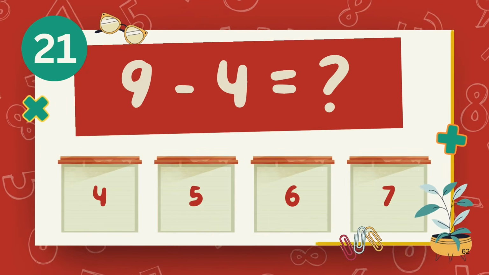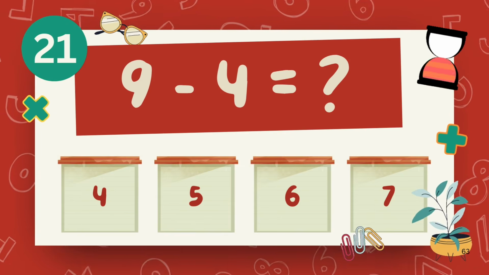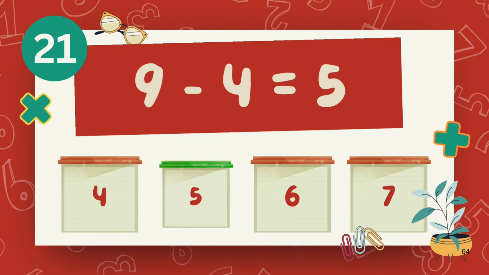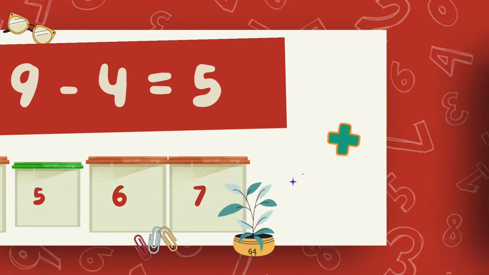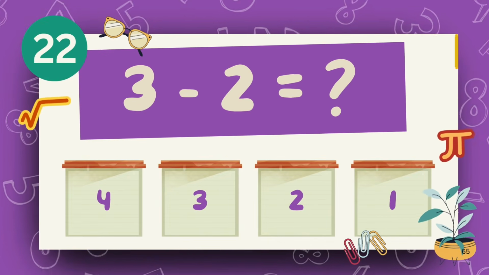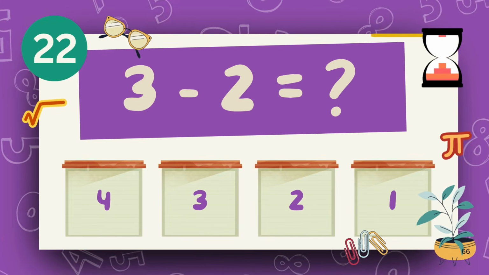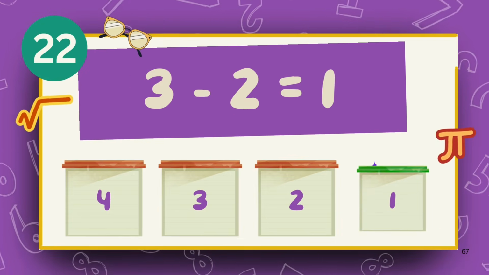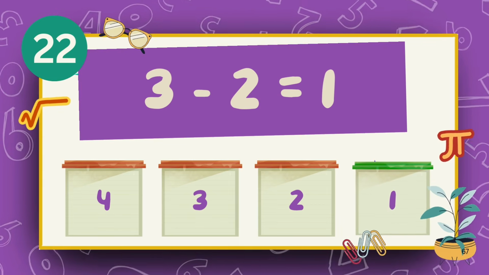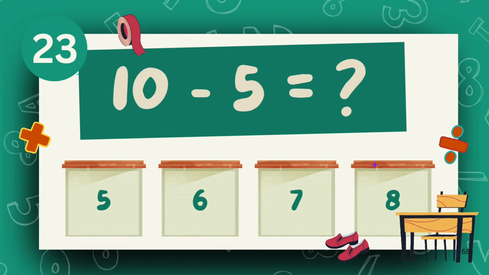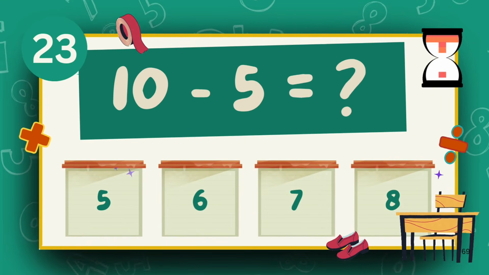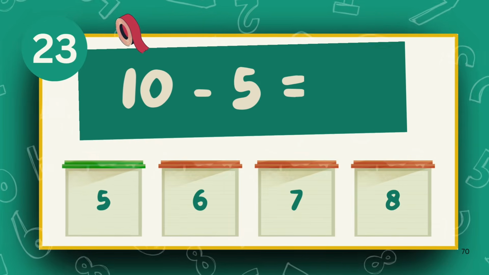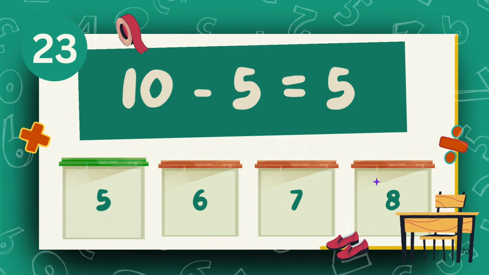What is 9 minus 4? The answer is 5. What is 3 minus 2? The answer is 1. What is 10 minus 5? The answer is 5.